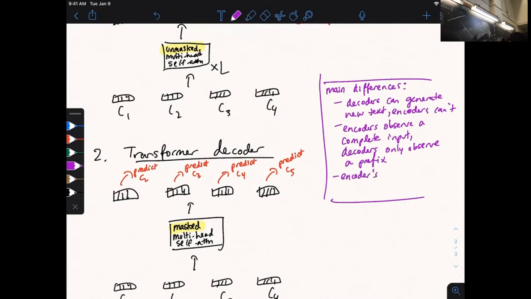Encoder's job is to produce powerful embeddings of the input. Decoder's is to generate. And you can see how the encoder and decoder can be connected together, as in the sequence-to-sequence example that we looked at before, to get the best of both, right? So you get a very powerful encoding of the French sentence, and then you use that to condition the decoder to generate English words. Yeah.